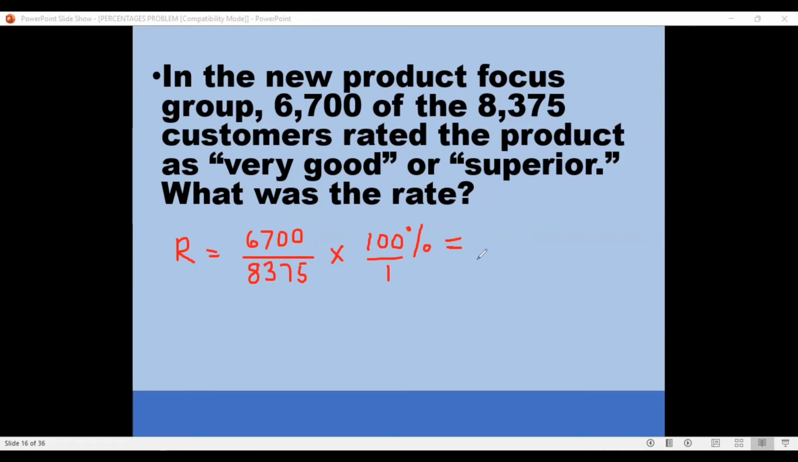Now, looking into 100 and 8,375, we can actually divide that by 25. So 100 divided by 25, it's equivalent to 4. So if you are going to divide 8,375 by 25, the answer that we will be getting there is 335. Okay. So that is actually one thing that will make this one simpler.